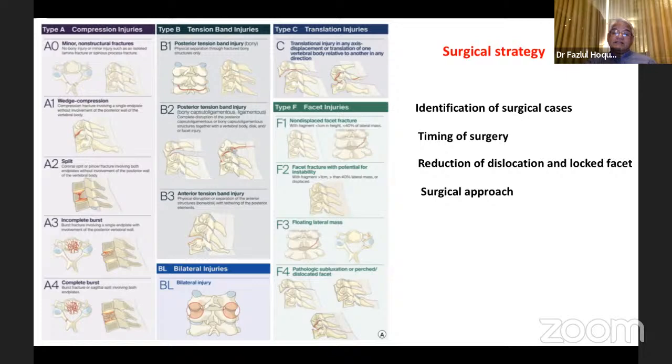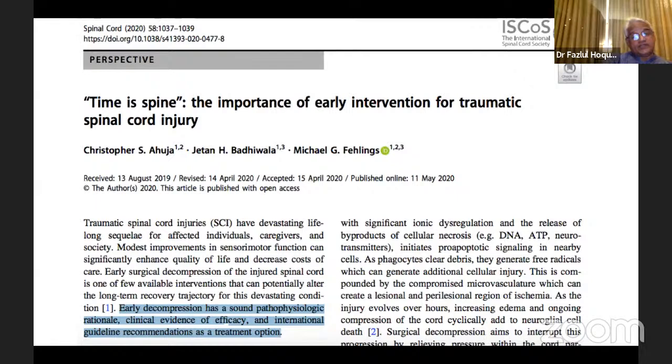What is the surgical strategy? Our surgical strategy is the identification of surgical cases, timing of surgery, reduction of dislocation of facets, and the surgical approach. The confusion and decision making regarding these issues is very crucial, so I will only discuss these three or four points to help decision making. As you see, a recent 2020 publication in the Spinal Cord journal says that early decompression is routine and gives evidence of efficacy. It is an international recommendation as a treatment option.